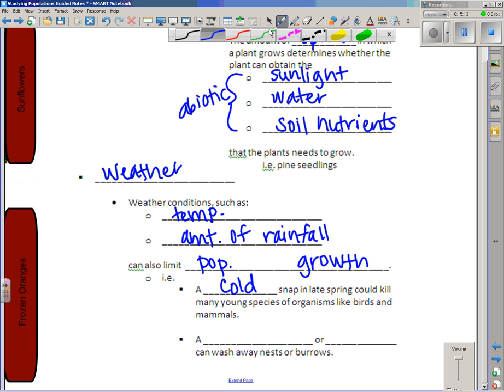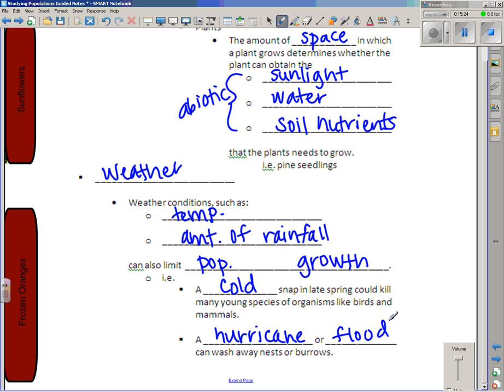Okay, you could also have a hurricane or a flood. And that could wash away nests or burrows. So another example, talking back to our owls and our owl experience, if those owlets were born and there was a cold snap, then the owlets could die because they might not have had enough feathers to keep them warm. And so that's another way where temperature could limit your population.